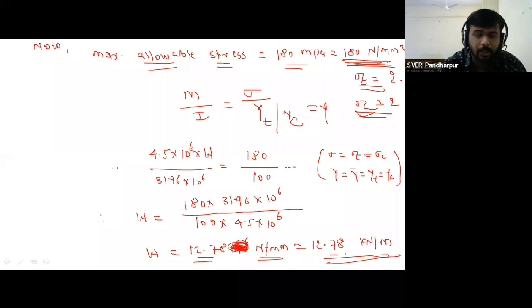Okay. So you need to understand the difference between this problem and the previous problem. In the previous problem, the section is unsymmetrical. Therefore, specifically they have mentioned sigma t is equal to 30 Newton per mm square.